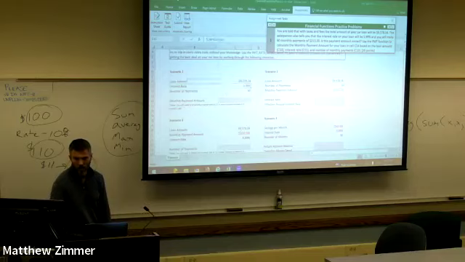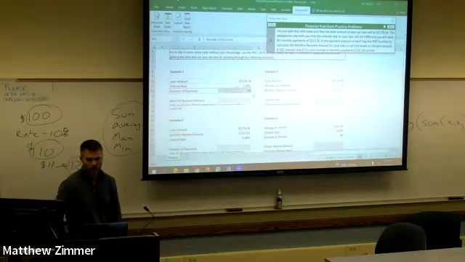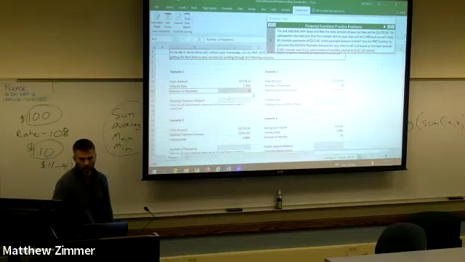So again, it's giving me the loan amount, it's giving me an interest rate. And that interest rate is my annualized interest rate, so this is on a yearly basis. It's giving me the number of payments. And it's asking me to calculate the monthly payment.